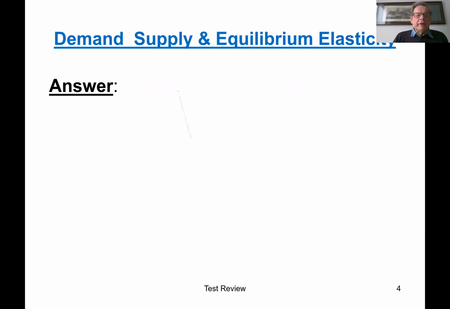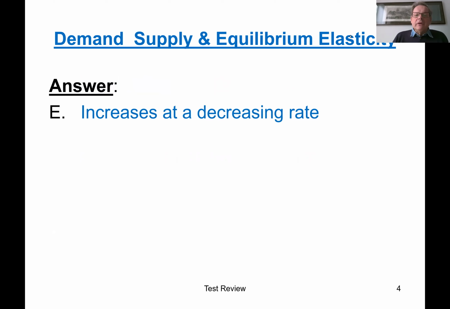Our answer here is E. It increases at a decreasing rate. Remember, you get your highest marginal utility of an item from the first item consumed. And when you consume the second one, your total utility increases, but at a smaller rate, and so forth.